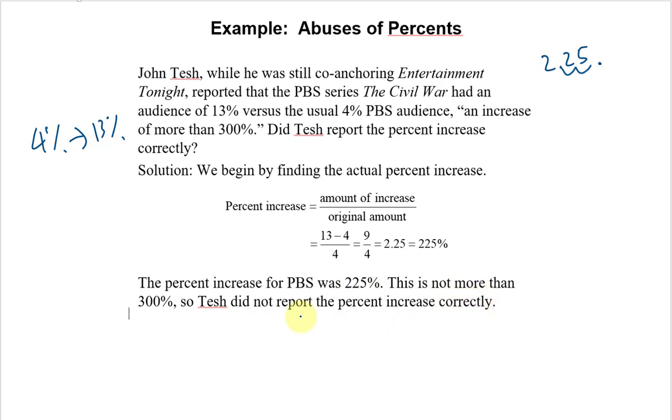This is not more than 300%. He said that there was an increase of more than 300%, which is wrong. So Tesh did not report the percent increase correctly. We can use the percent increase to check. We always divide by the original amount and take the difference between the two numbers, so 13 subtract 4 and divide by the original amount, which is 4%.